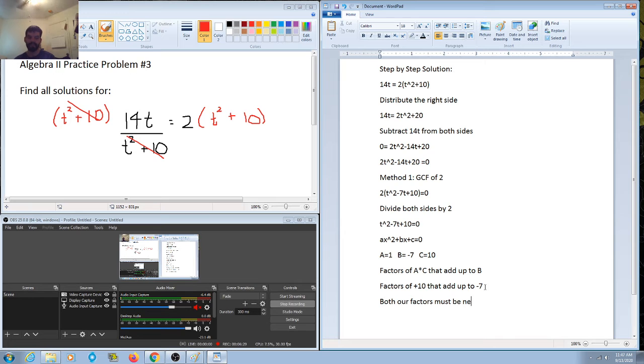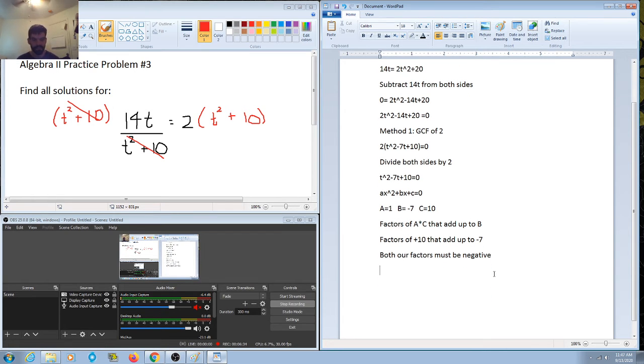must be negative. Okay? So I'll go ahead and list the factors for you here. So we have negative 10 and negative 1. And again, this is because both of our factors have to either both be positive or both be negative. They can't be one of each, because there's no way that if one was positive and one was negative, they would equal negative 7. It's just not mathematically possible.